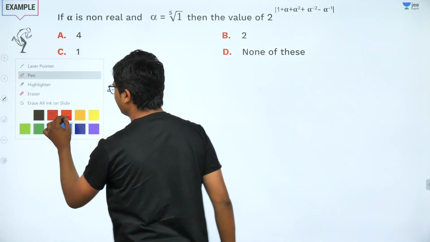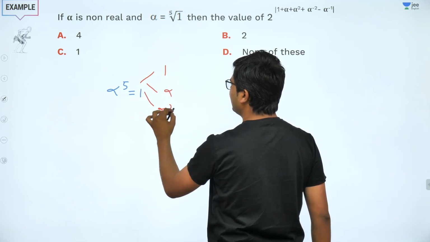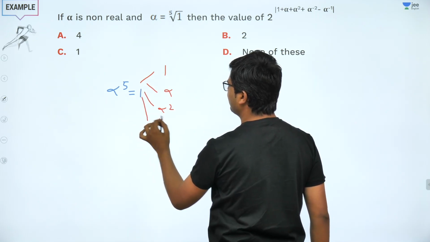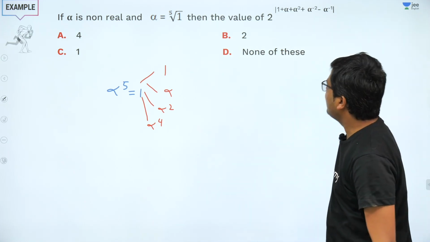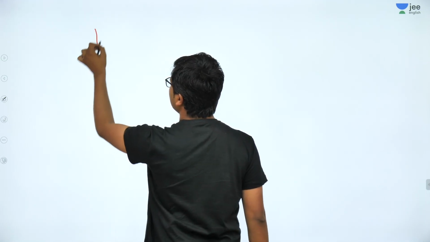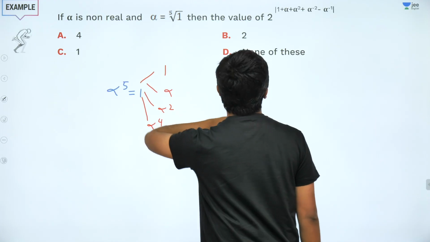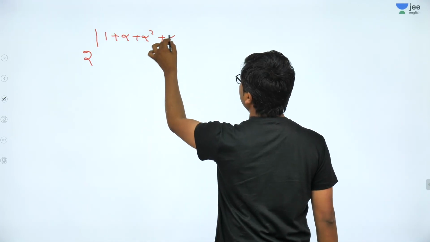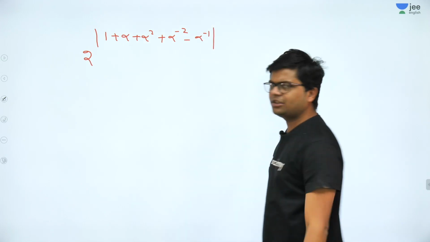Now this equation will have roots 1, and I am naming them alpha, alpha square, till alpha raised to the power 4. They become 5 roots. Now we need to find the value of this expression: 2 raised to the power modulus of 1 plus alpha plus alpha square plus alpha raised to power minus 2 minus alpha raised to power minus 1. This we need to find out.